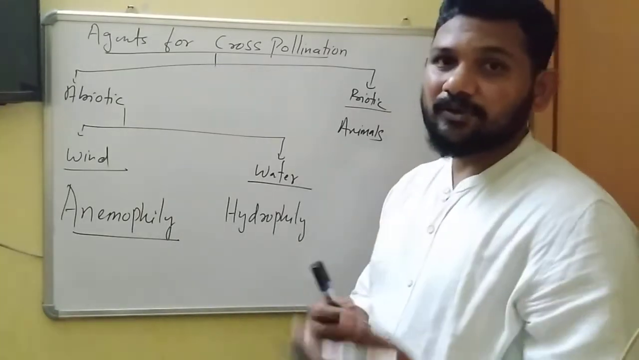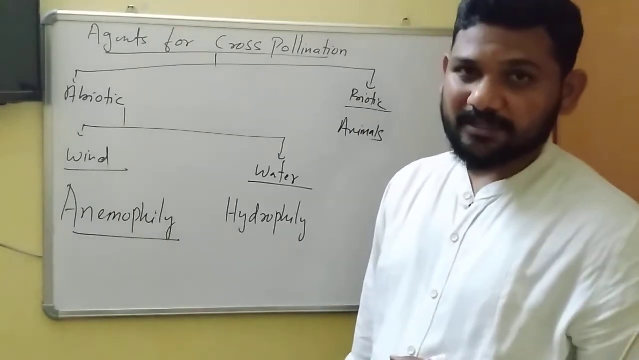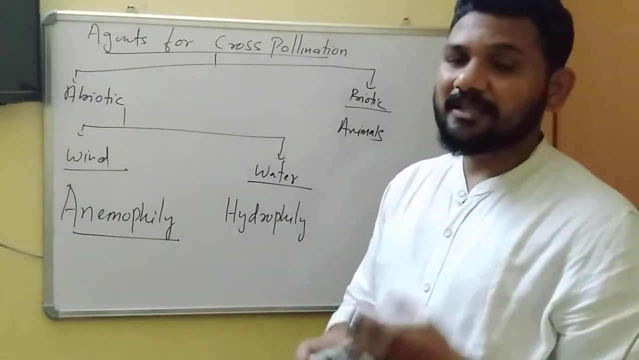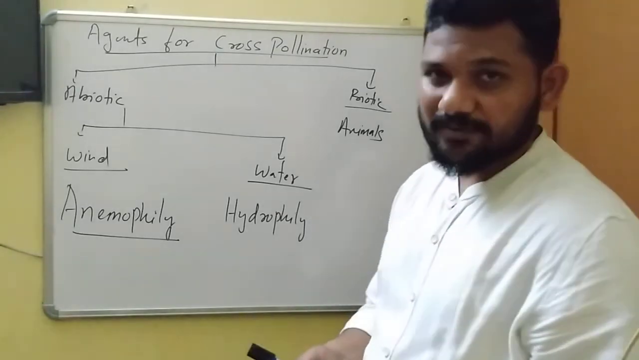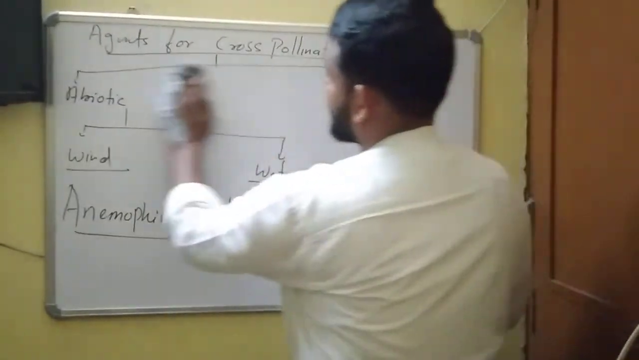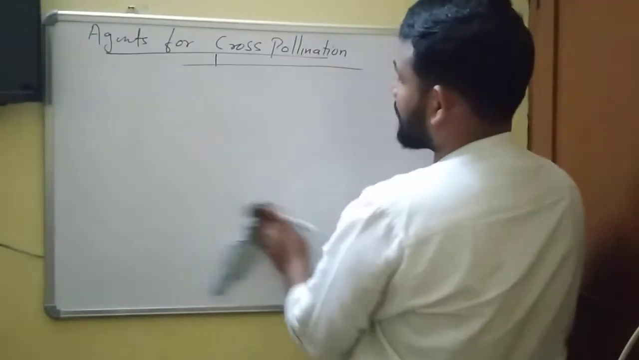And जिस फ्लावर्स में एनिमोफिली होता है उस फ्लावर्स का नाम क्या है? एनिमोफिलस फ्लावर्स. If pollination occurs through wind, then the flowers are called anemophilous flowers. अब anemophilous flowers का कुछ important characters डिस्कस करते हैं. Characteristics of anemophilous flowers.